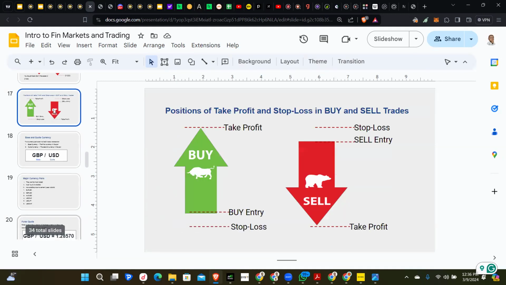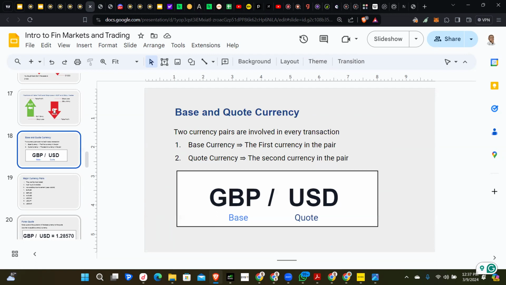So this is what we did in the last class, in the last video, trying to understand the position of the take profit and stop loss. So here now we look at the base and the quote currency. Two currencies are involved in every transaction. As long as you are trading the financial market, two currencies will always be involved. We call them the currency pairs.